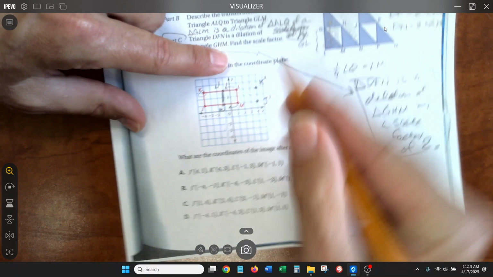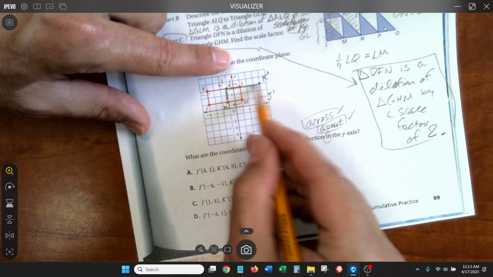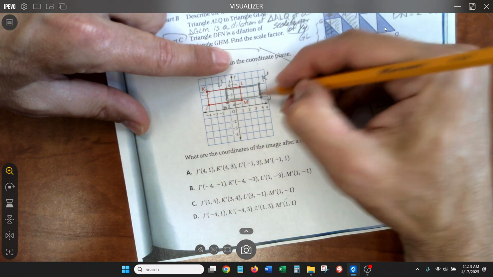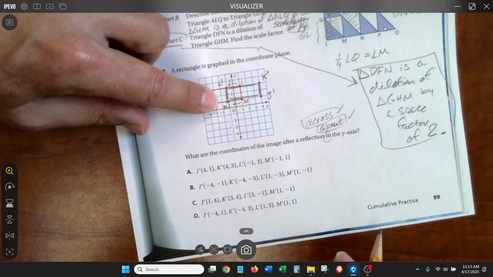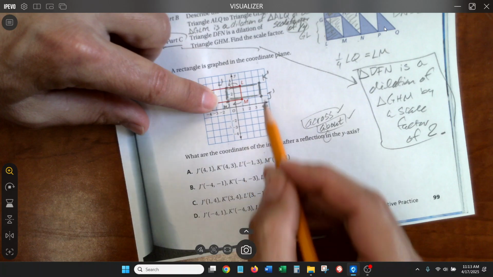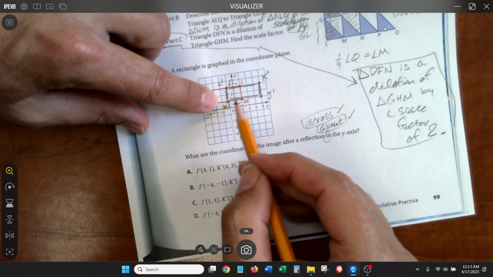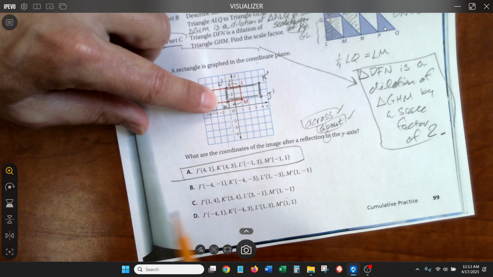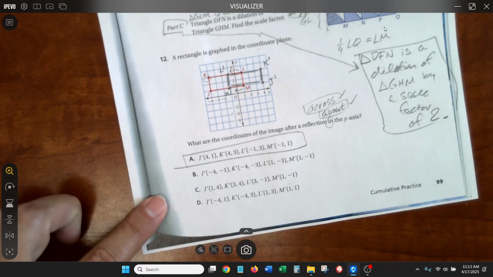Those are our new coordinates. This is the reflection of the original shape across or about the y-axis. So we can see point J prime is going to be at (4, 1). So that's this one. And you can verify the other 2 points.